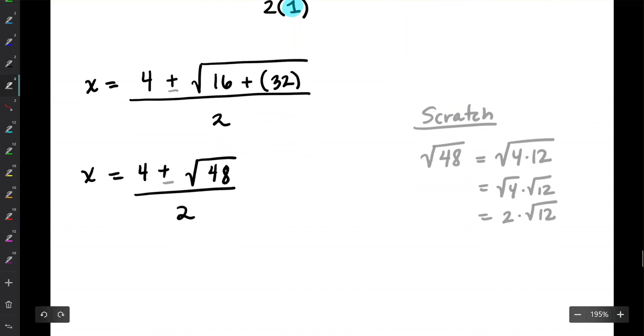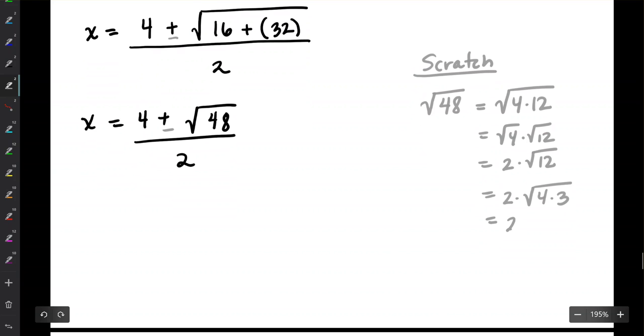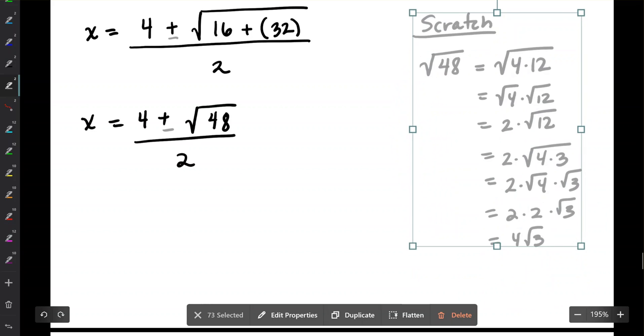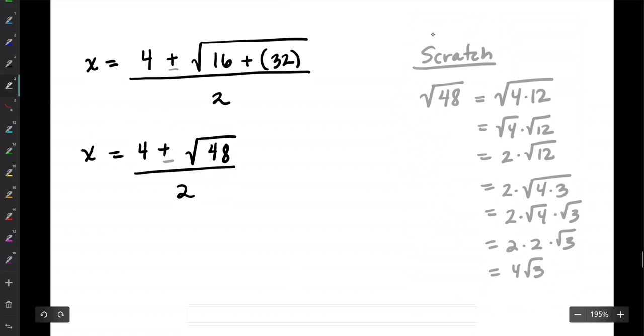But the square root of 12, we're not done. I didn't actually find the largest perfect square factor that went into 48. I just found one of them. So if I notice here that 12 is 4 times 3, we've got 2 times the square root of 4 times the square root of 3. We have 2 times 2 times the square root of 3, which is 4 times the square root of 3. I think that's real nice to have that little bit of scratch off to the side here.